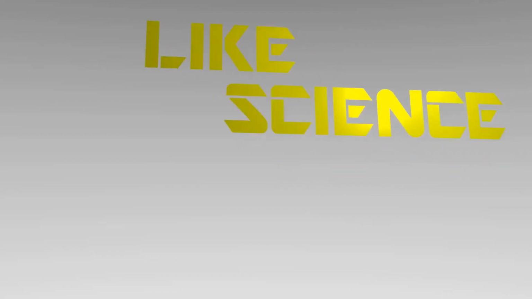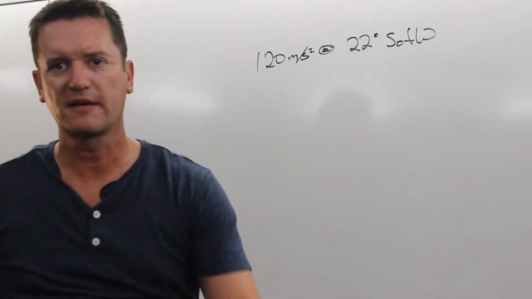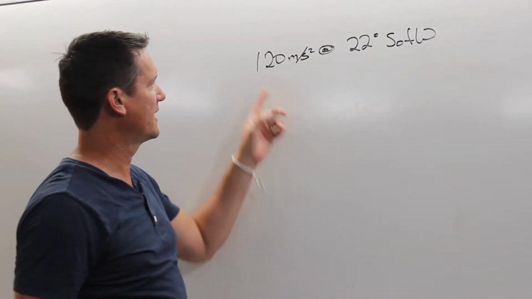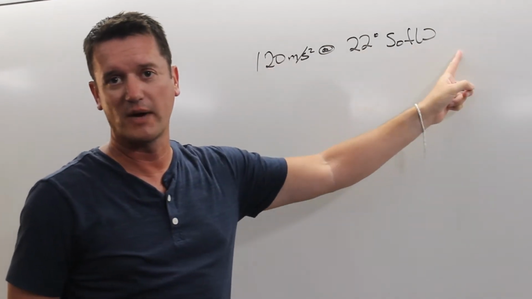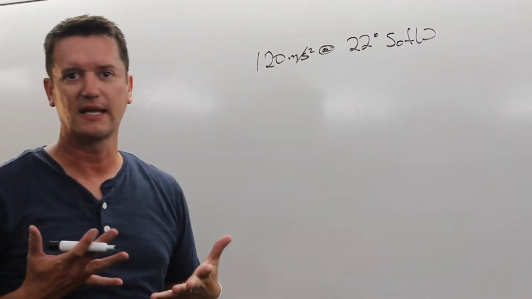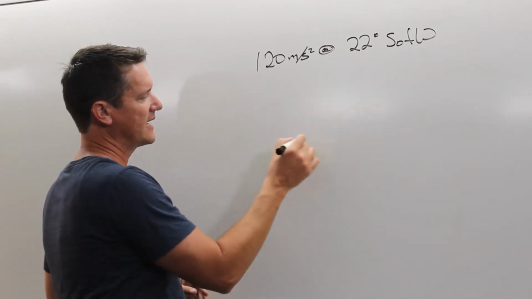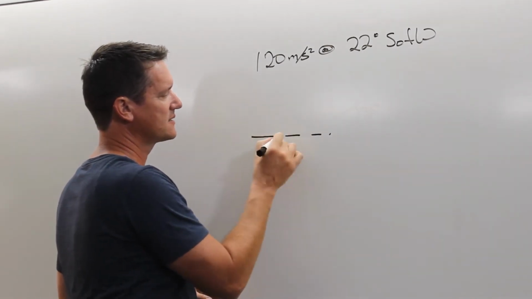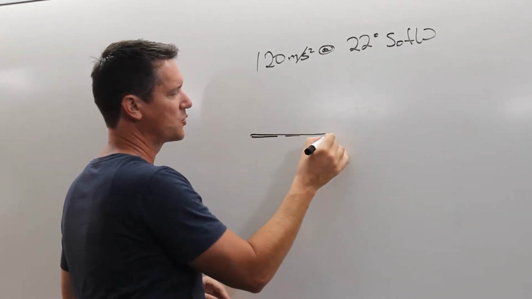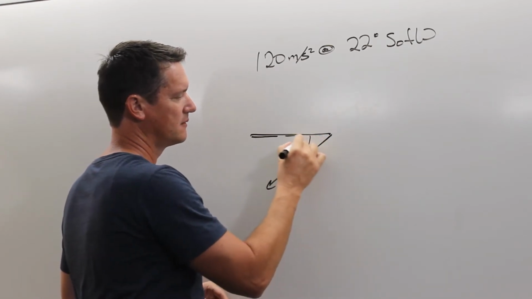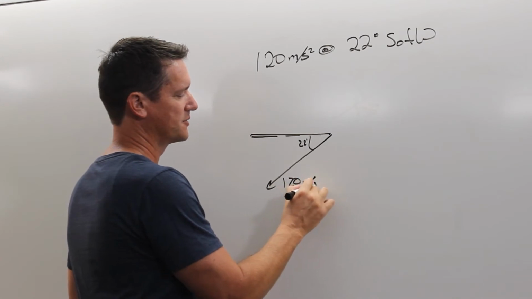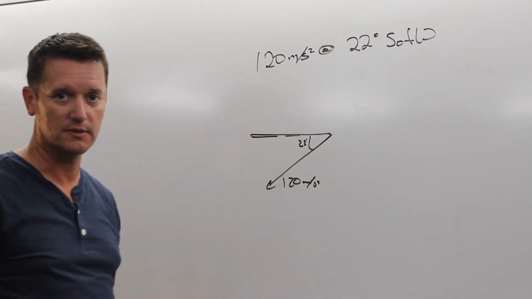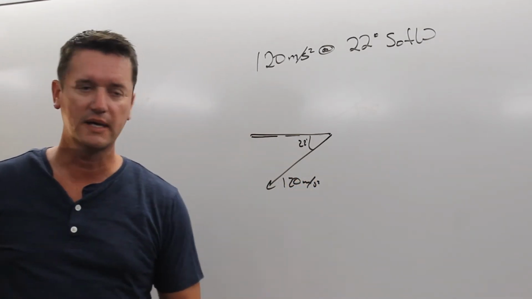Let's try another one. Okay, here's a vector in cardinal directions. I've got 120 meters per second at 22 degrees south of west. What I'm going to do is put this in heading. So to put this in heading, I'm going to start with west, which is right here. I'm going to go 22 degrees south of it and draw my vector. This is actually 120 meters per second squared. This is an acceleration. So in terms of heading, what is this?